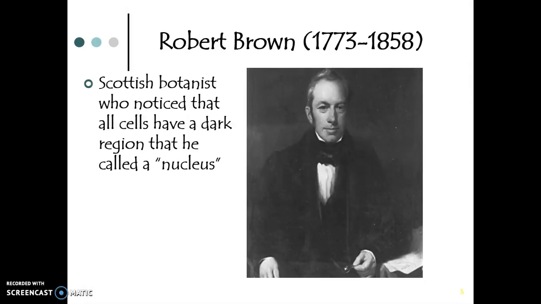Then we had Robert Brown. He is famous because he noticed that every single cell that he looked at had this dark area in the center. And all cells had this. And so he said, that is the nucleus, the center of the cell. So he is famous for coming up with the term nucleus to represent the dark region of a cell.